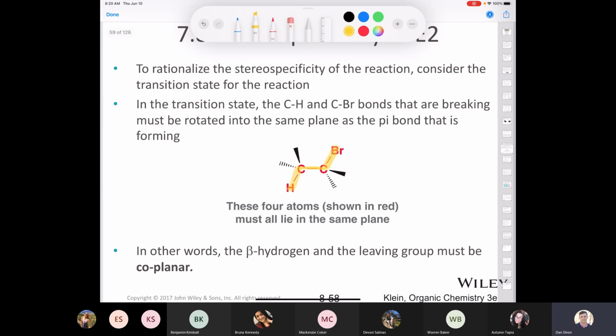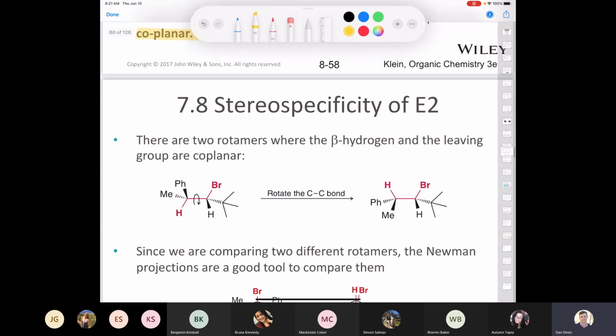Everything here in red that I have the yellow highlighter on, all of those atoms must lie in the same plane, and we say that they are coplanar. I'm not going to use the word coplanar a whole lot, and I'll explain why in a few minutes. What we actually use is anti-periplanar, but I'll get to that in a second. But again, they're all in the same plane. If they're not all in the same plane, let me just tell you right now that the E2 reaction won't happen. It just doesn't happen at all. Zilch, zero, nothing. It just doesn't work.